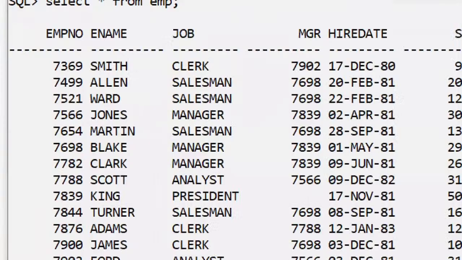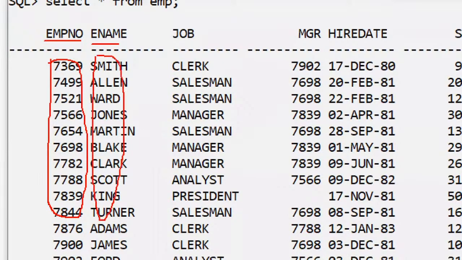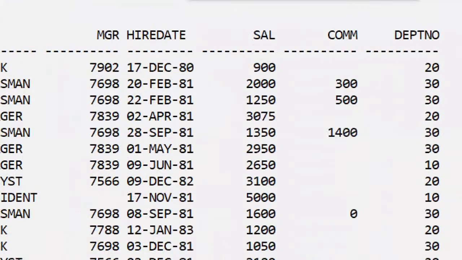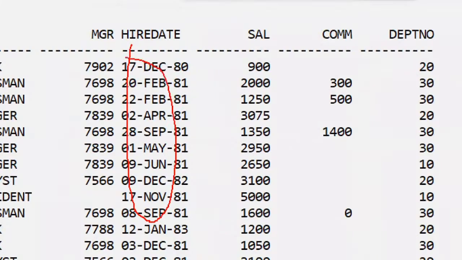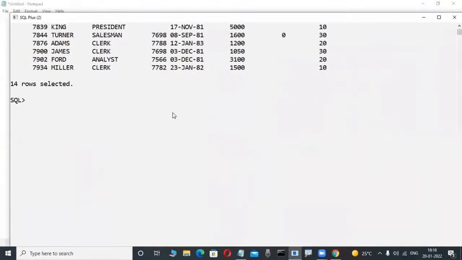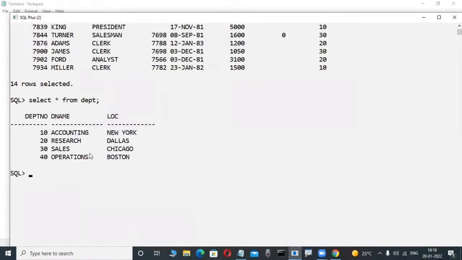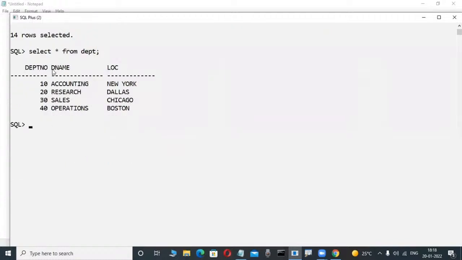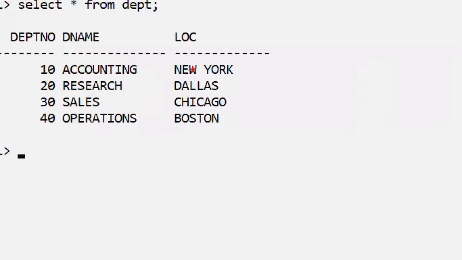Slowly observe here, maybe this is a matrix format. Here, employee number: in this column only numbers are available. In this column only characters are available. In this column only dates are available. That's why the data is stored in a structured manner. In a relational database, a structured collection of data is there.